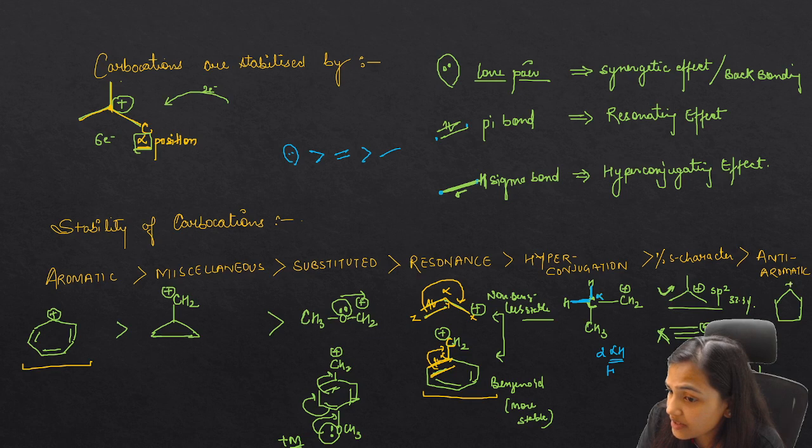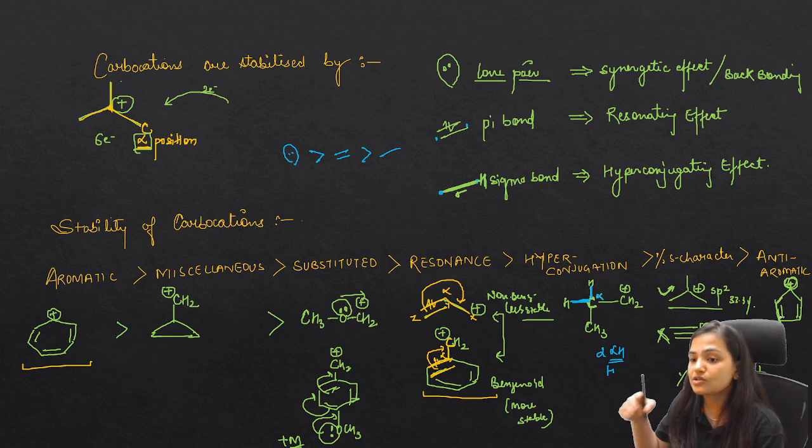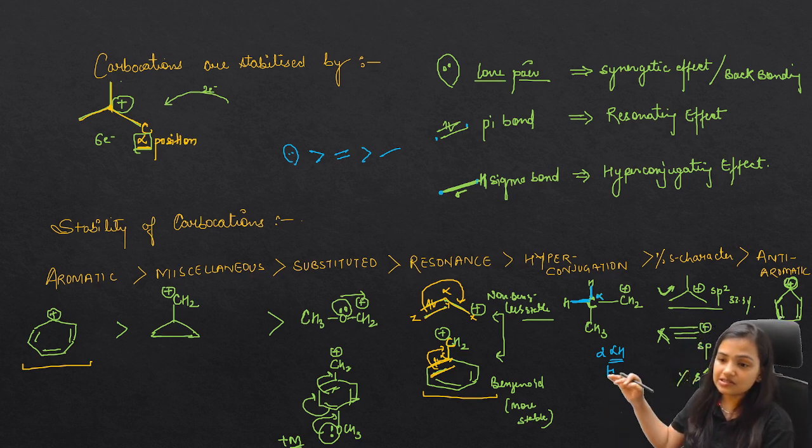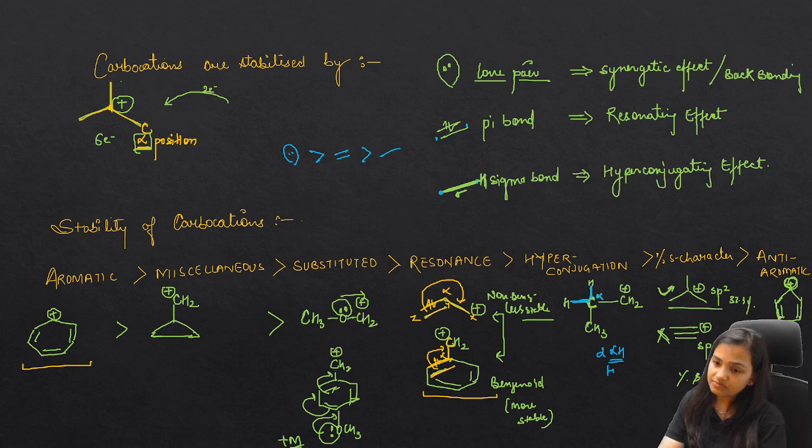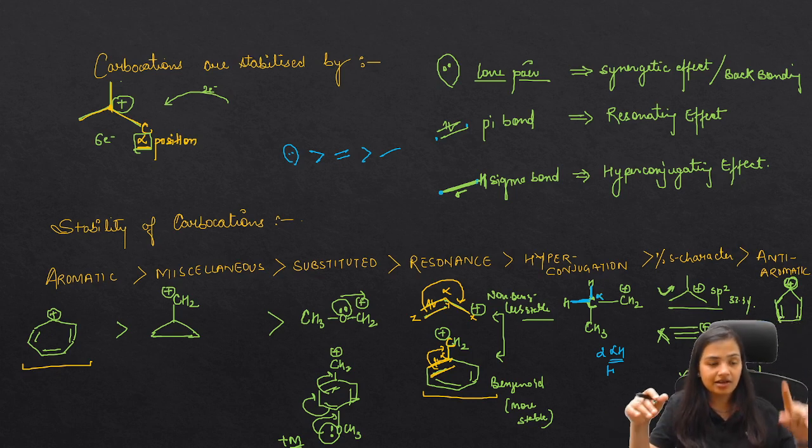So if we have any kind of ring which is anti-aromatic, so this carbocation is basically anti-aromatic because this is a part of the conjugation. So such kind of carbocations are least stable. Least stable. So got it. So please do understand aromatic.